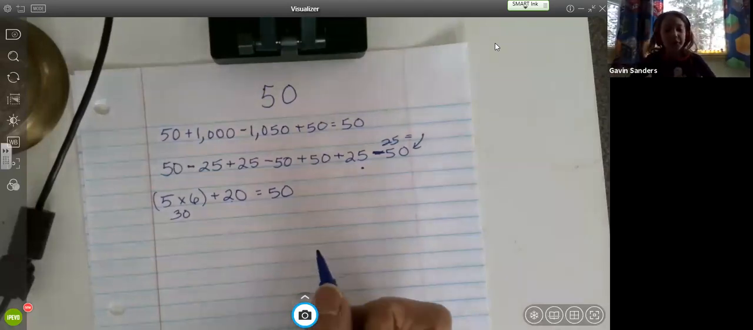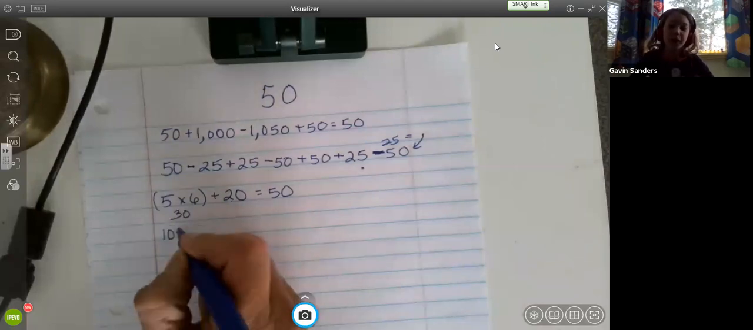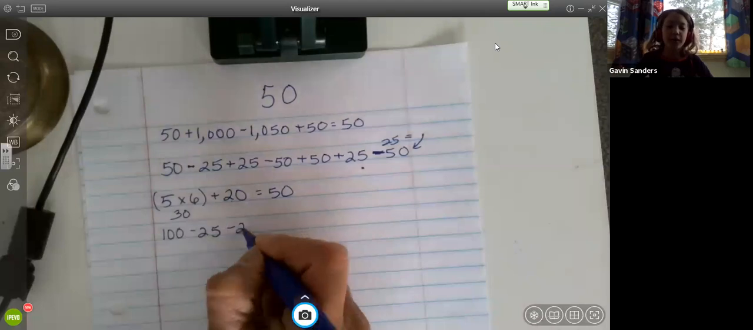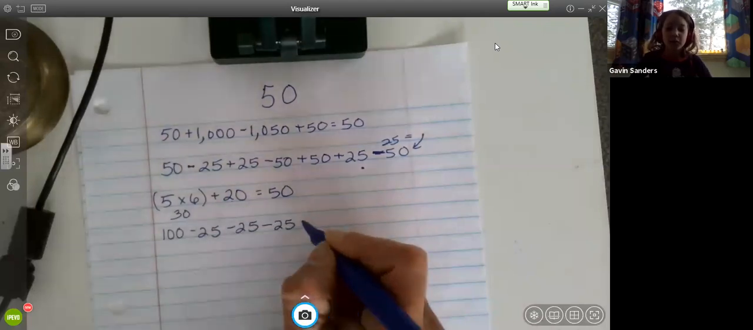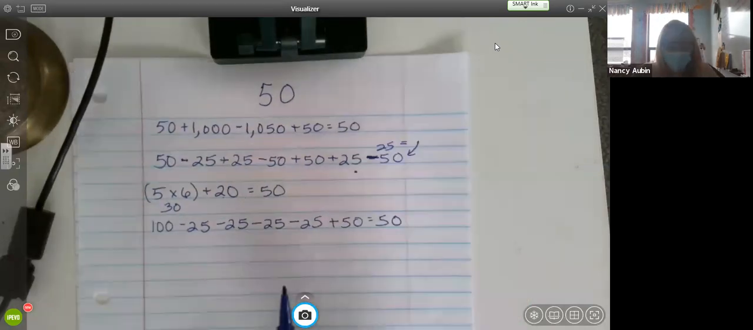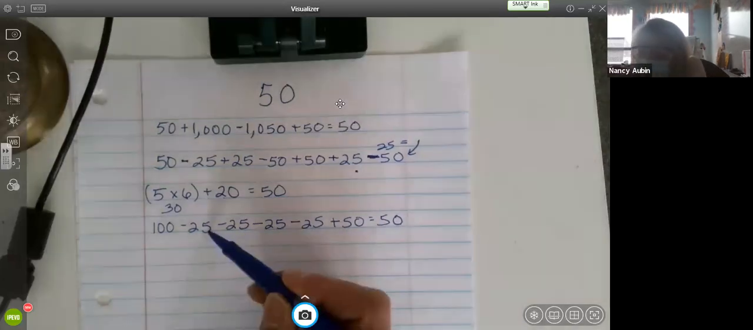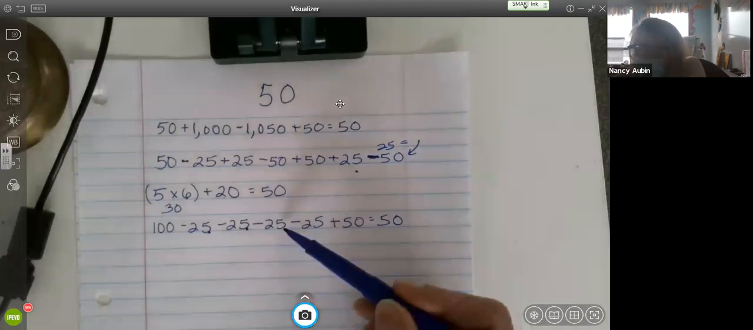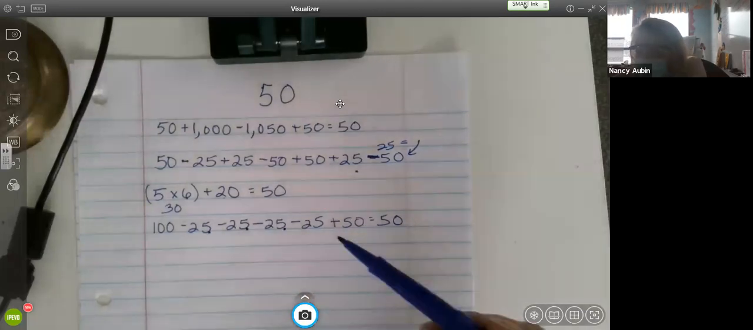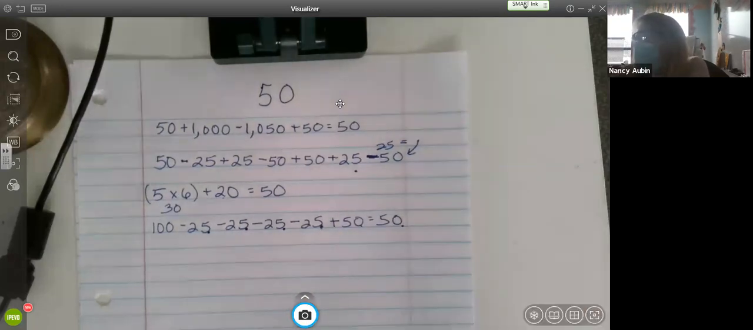Mine is 100 minus 25 minus 25 minus 25 minus 25 plus 50 equals 50. Okay, let's see if he's right. If you have 100 and you take 25 away, you'd have 75. 75 minus 25 is 50. 50 minus 25 is 25. 25 minus 25 is 0. Plus 50 equals 50. Nicely done. All right, Henrik.